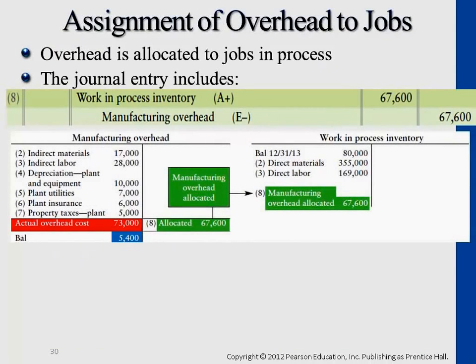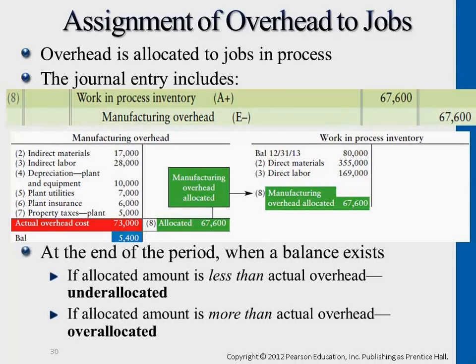Now, how do we journalize this? We talked about deciding manufacturing overhead. Let's say after a whole year, assuming we have 100 orders, altogether we were able to assign $67,600 to work in process, assuming after a whole year. So what does this mean?